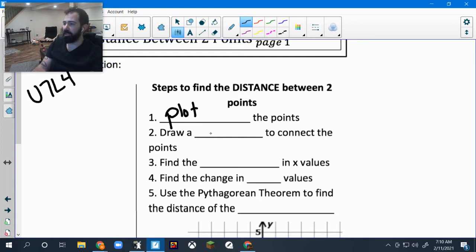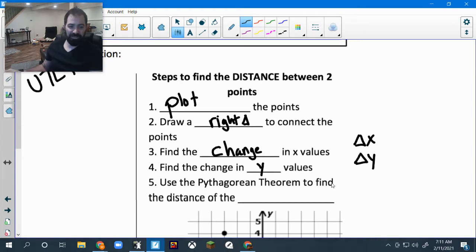Then you want to draw a right triangle to connect the points. Draw that right triangle, connect those points. Then you want to find the change in x values and find the change in y values. Sometimes we denote that as change in x. I know it looks like triangle. That's really a delta, and then change in y. Then finally, we want to use the Pythagorean theorem to find the distance of the hypotenuse.